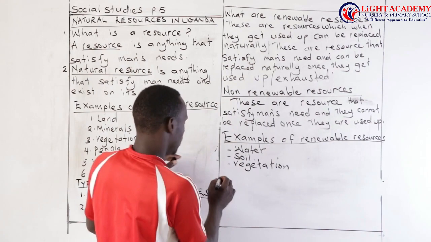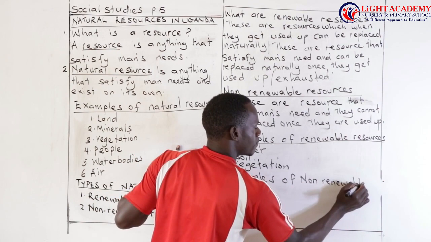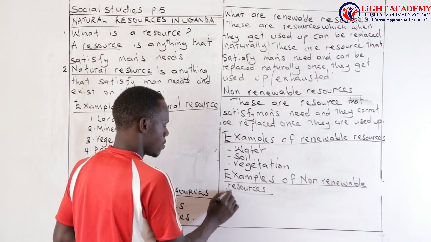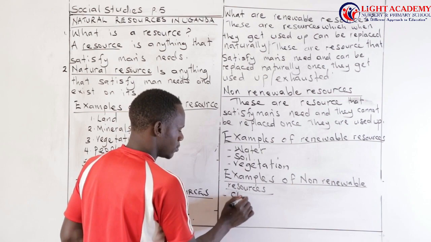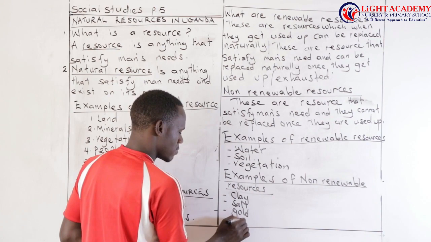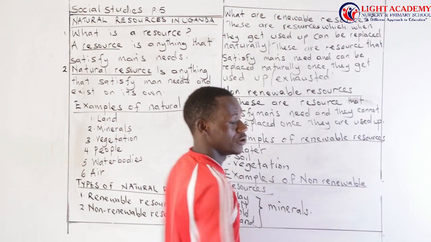Then the examples of non-renewable resources we have now: clay, salt, gold, sand. We can categorize these as minerals. All minerals are non-renewable resources.